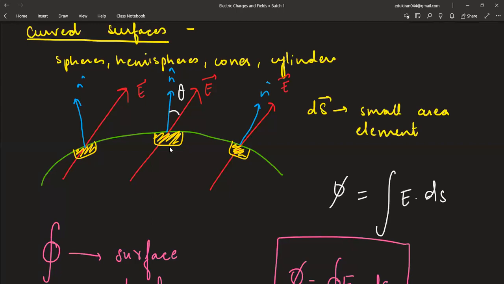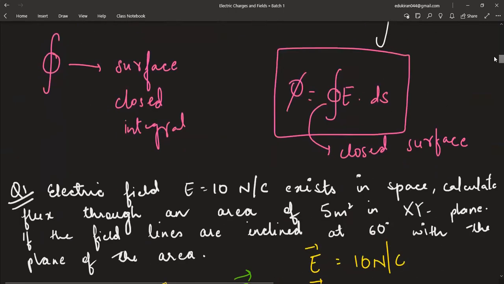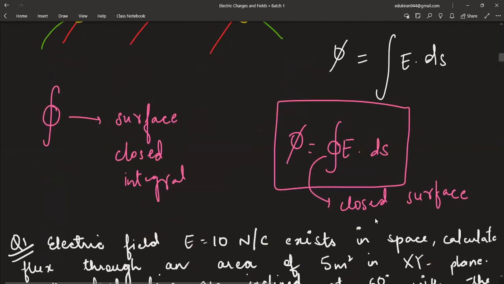Area vector will be perpendicular to the small curved surface area. So we take a small element, which is ds. Now here also the same thing. It's just that we take the closed surface, which is in contact. So the surface is closed. This symbol shows that it is a closed surface integral.